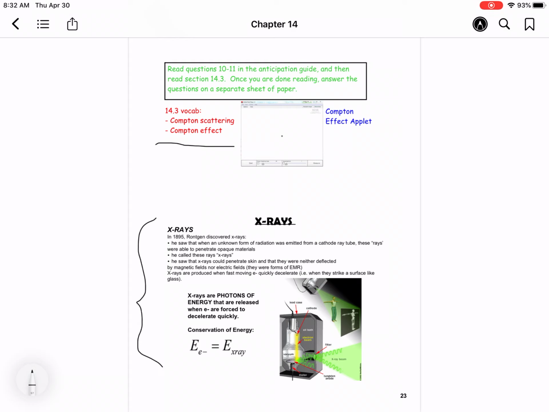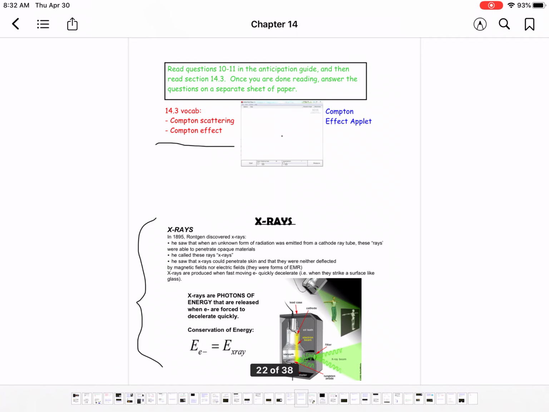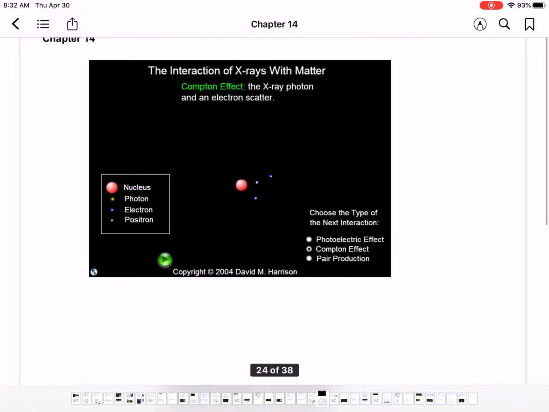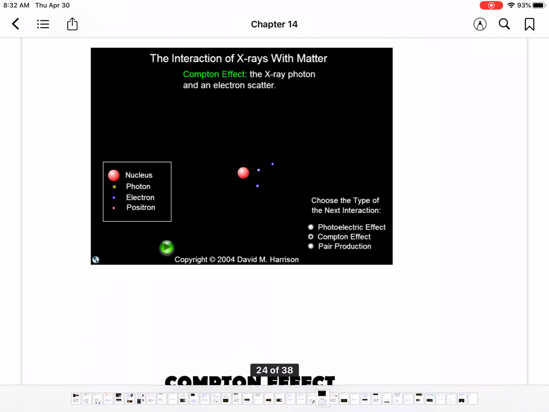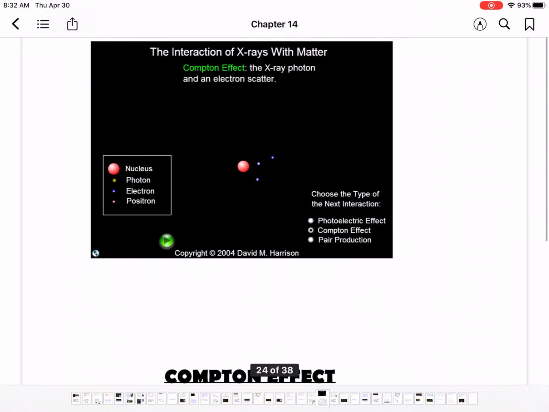This is just for interest's sake. There's nothing really critical there. If you can click on this, see if it works. It'll be good on your Chromebooks, I think. All right, it's a good little idea.